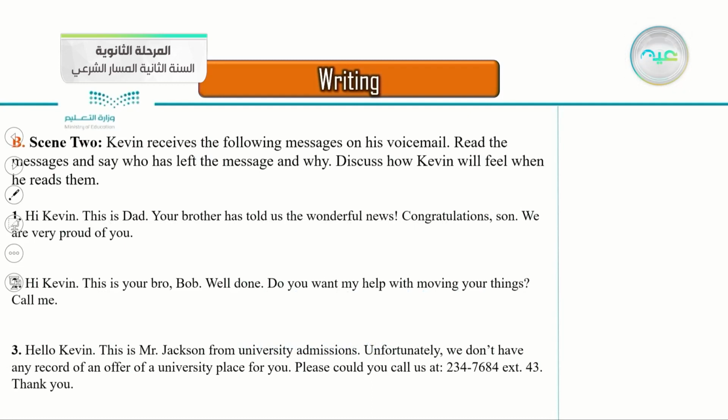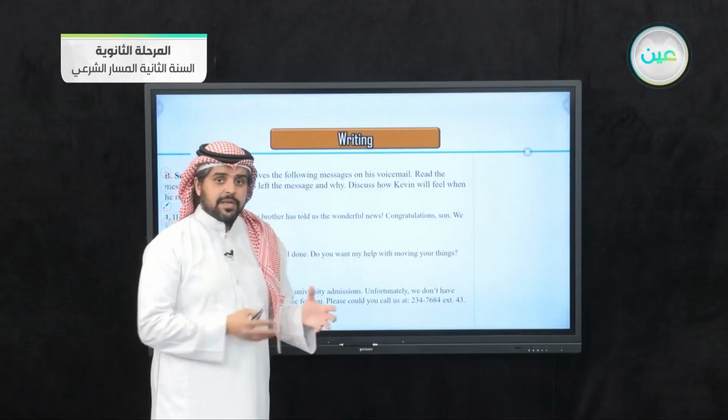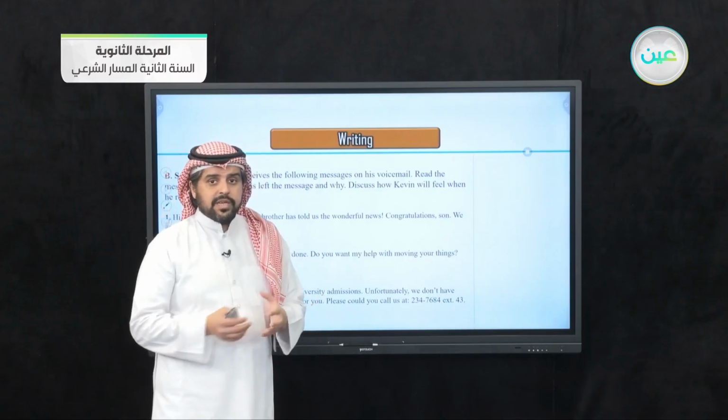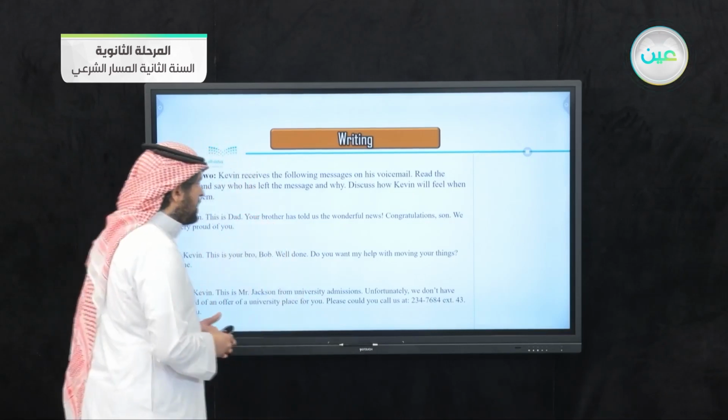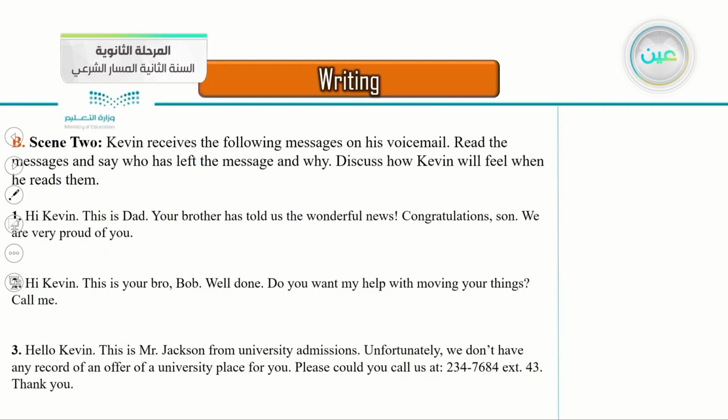Scene 2 here. Kevin receives the following messages on his voicemail. Read the messages and say who has left the messages and why. So we'll be reading the voicemail messages for Kevin, and we will try to guess who they are from and why. Discuss how Kevin will feel when he reads them.